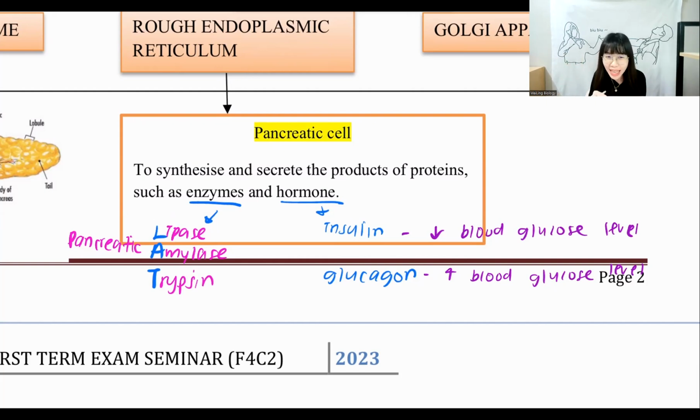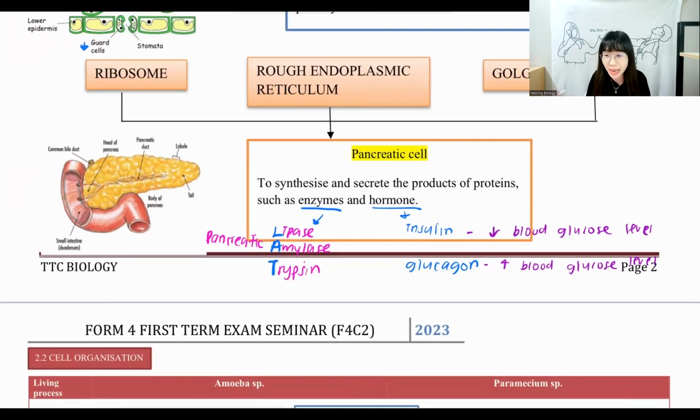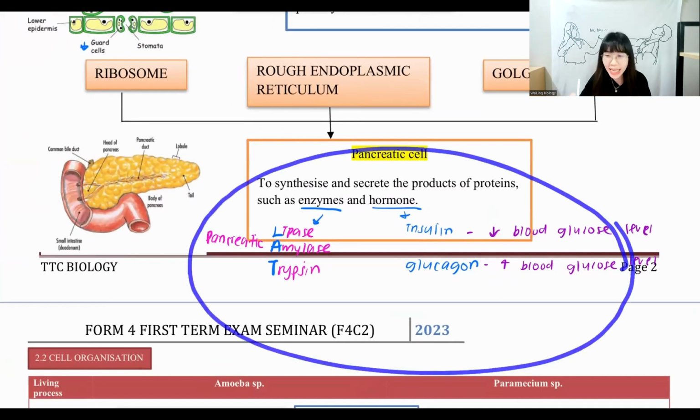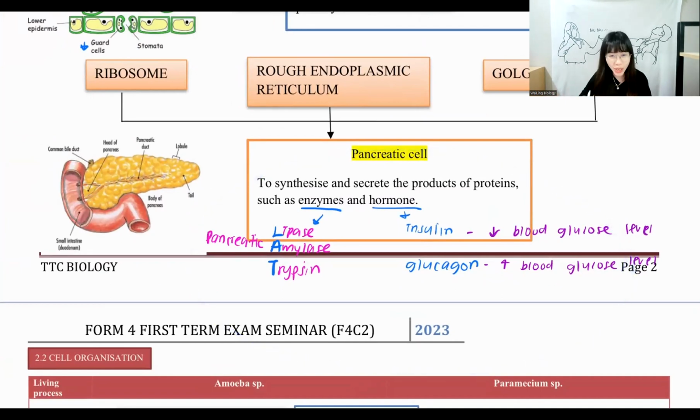So these are the enzymes and hormones that can be produced by the pancreas. We will learn this in detail when we learn about the digestive system and hormones as well. But this is a rough idea for you to know why ribosome, rough ER, and Golgi apparatus can be found most abundantly in the pancreatic cell. Because they secrete enzymes and hormones, which are made of proteins. So this is the reason why.